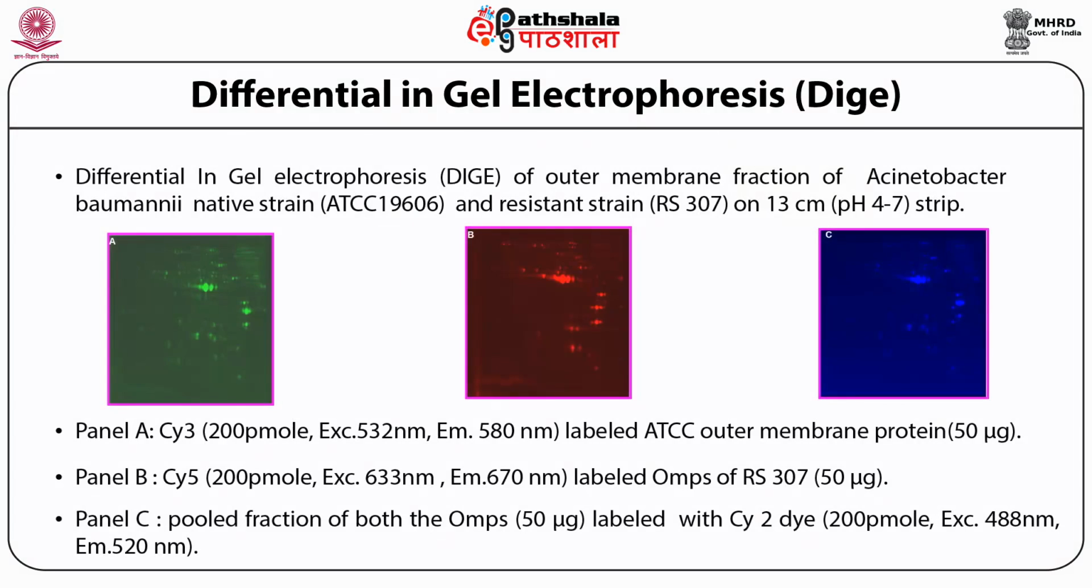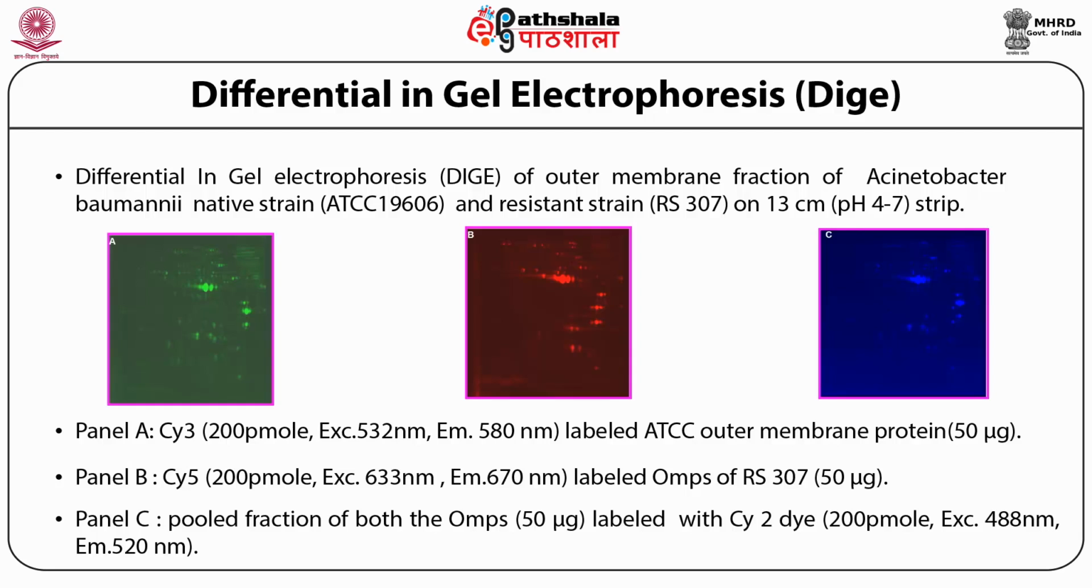Now we will show you the result output of DIGE. For this matter, we'll show you the results which are published in a research journal. In this experiment, the outer membrane fraction of a gram-negative bacteria, Acinetobacter baumannii, has been taken, and the comparison was done on the membrane fraction of the native strain, which is ATCC 19606, and the resistant strain. The two-dimensional electrophoresis was done on a 13 cm gel strip with a pH range of 4 to 7.